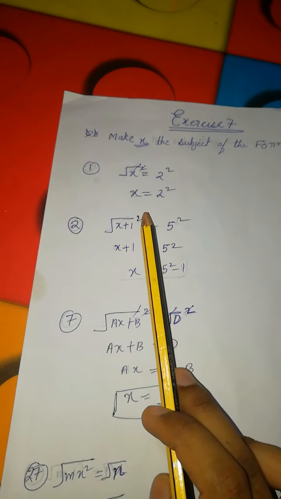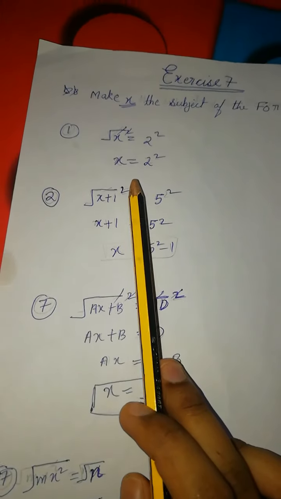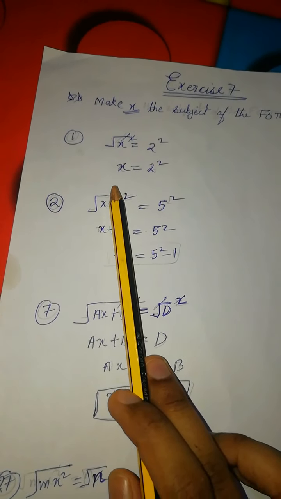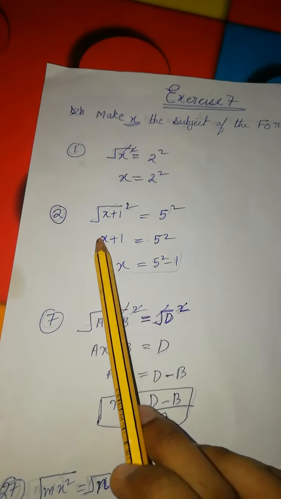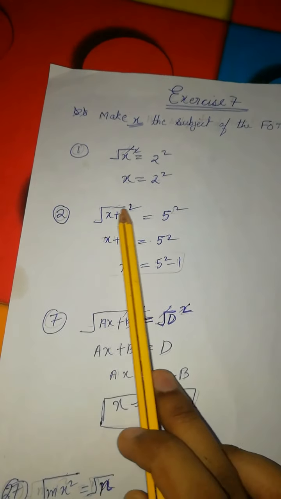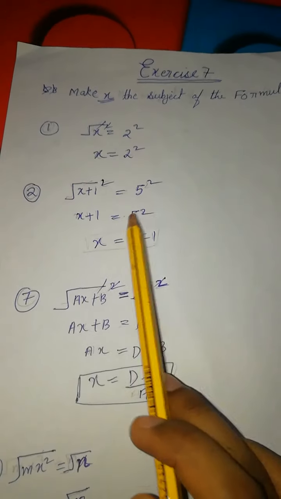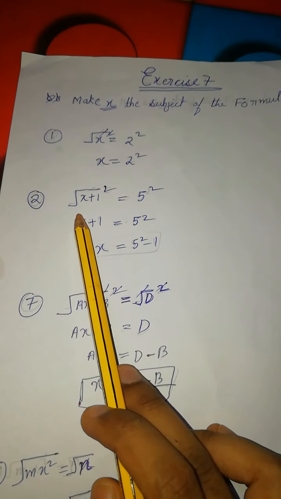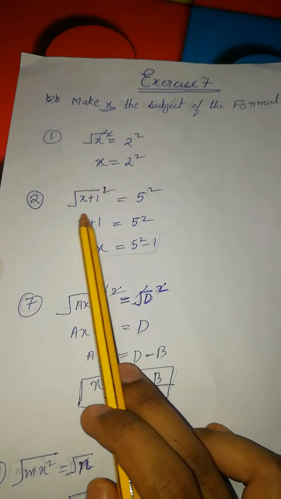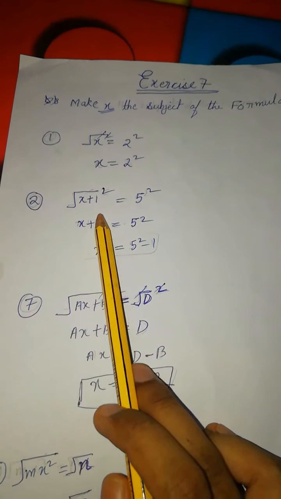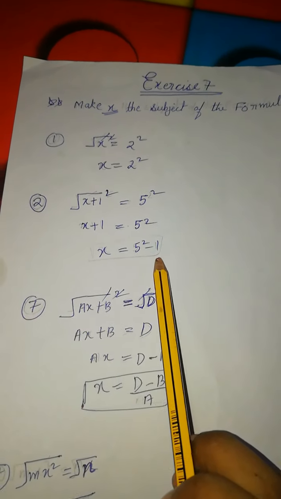Okay, so now the square and square root get cancelled. Now what is left? X plus 1. Whatever is inside will be left. So now 5 square. You have to make x separate. Now you cannot write the answer as x plus 1. To take this plus 1 to the other side, it will be minus 1. Now x is separated, that is your answer.